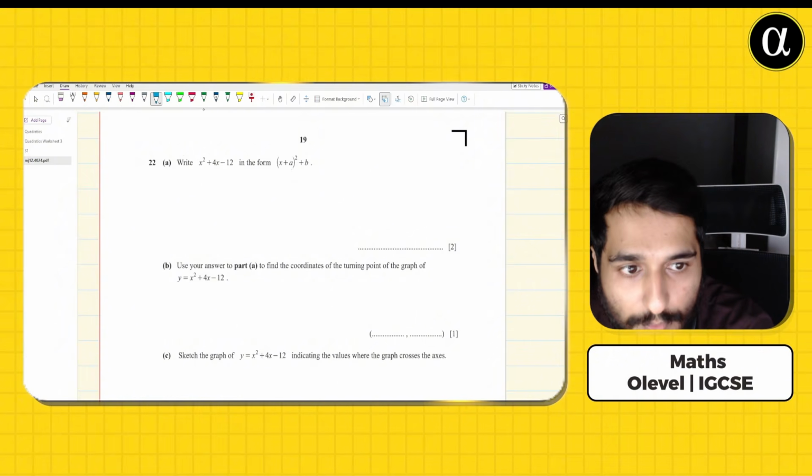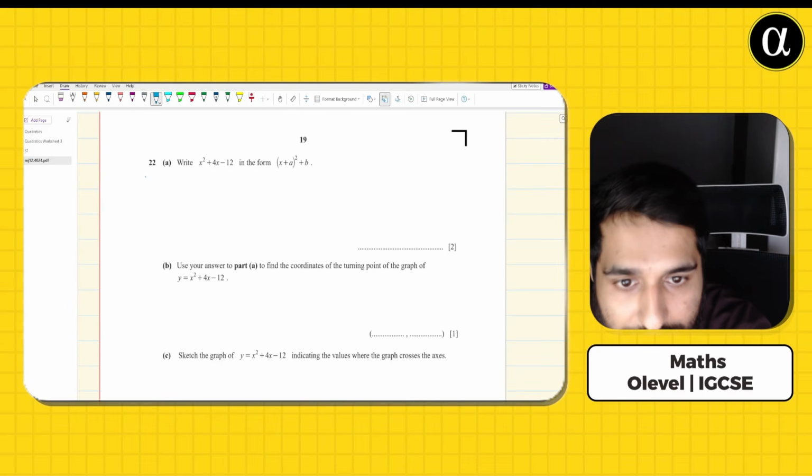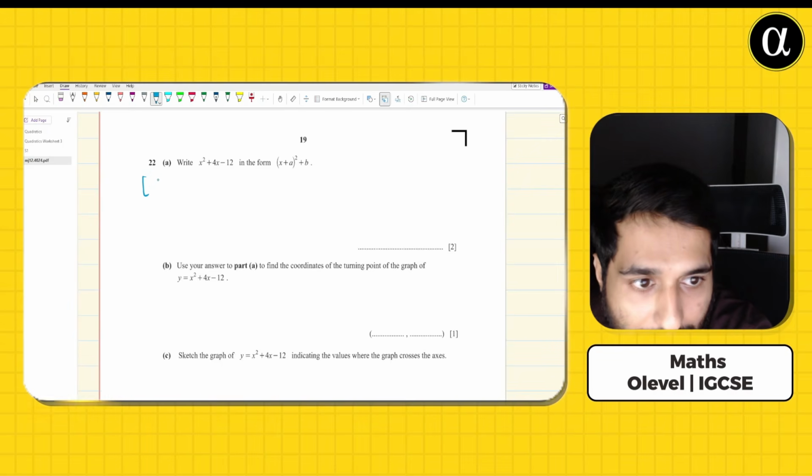So this seems to be a question of completing squares, and we know in order to solve completing squares, we are basically supposed to apply a square or get a square on the whole thing. And how do we get that? We'll do x squared plus 4x, and then we close the bracket, minus 12.